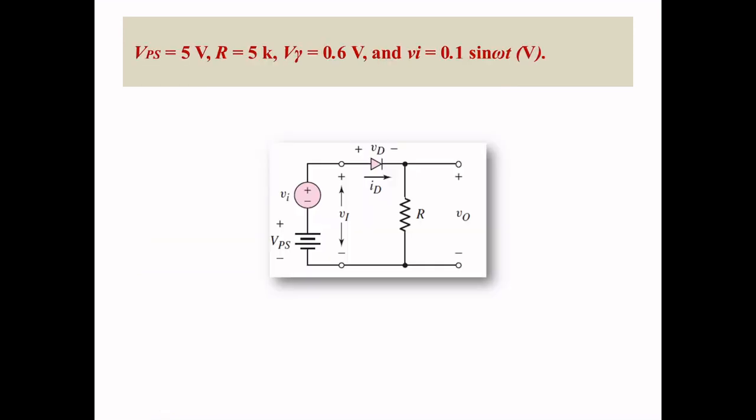The next problem: the DC supply voltage is 5 volts, R is 5 kilo ohm and the cut-in voltage is 0.6 volt. The sinusoidal AC signal superimposed on the DC circuit is 0.1 sin omega t volts. This is the given circuit: you can see a DC supply and a superimposed signal, a diode and a resistance, and we need to calculate V0.